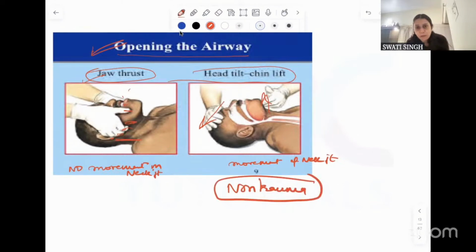But if it's a trauma patient and we don't want any movement of the neck joint, because there's a risk of cervical spine injury, then we go for jaw thrust. So in a trauma patient, we need to go for jaw thrust.